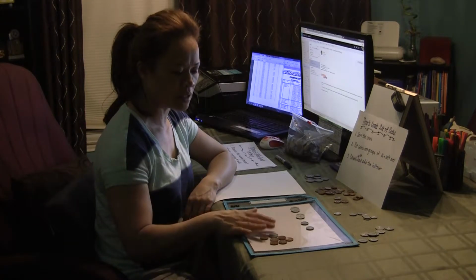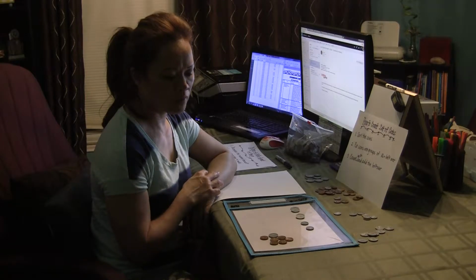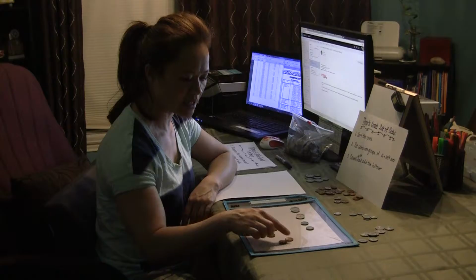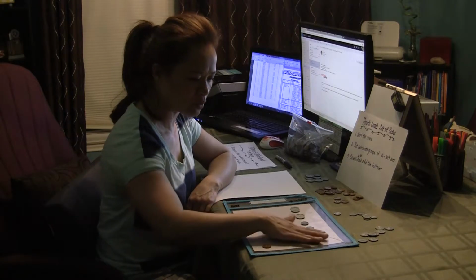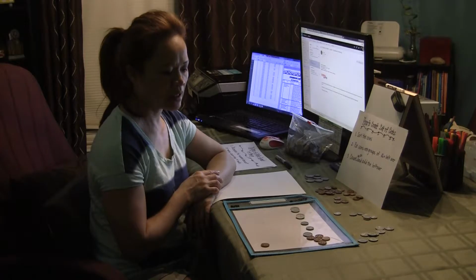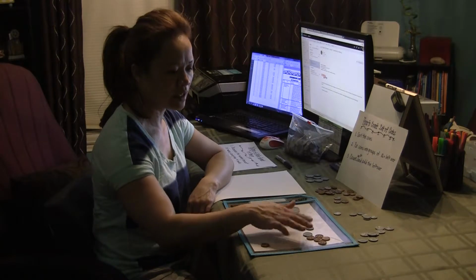And so I normally would tell them, well, can we make another set of 10? And hopefully they would say 5, 6, 7, 8, 9, 10. So then you have another group right there. And of course this is your leftover. Now, hopefully they would say 10, 20, 30, 40, 50.